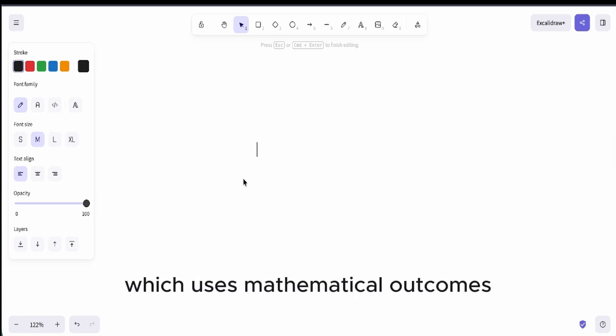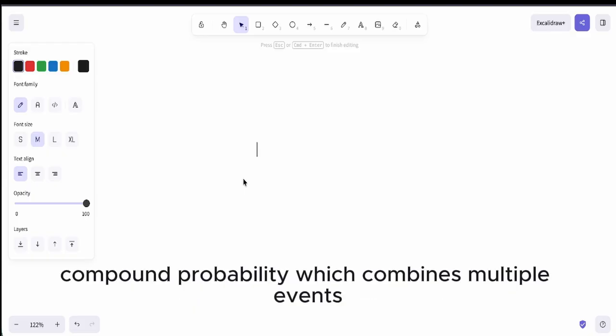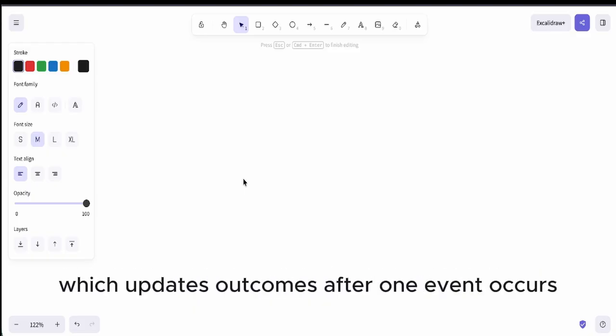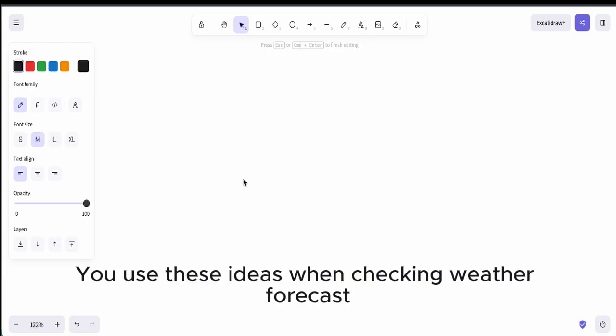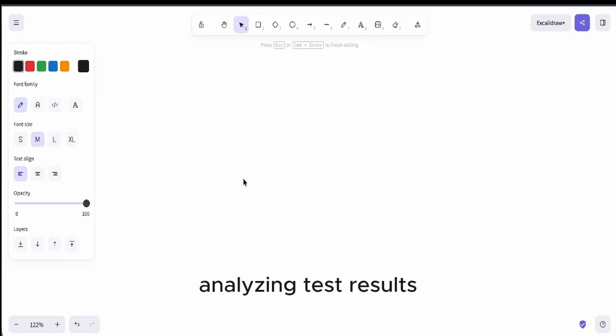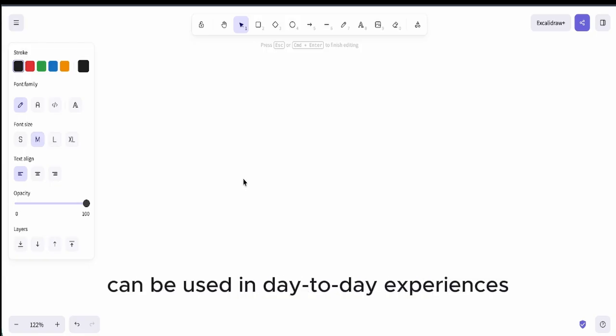Theoretical probability, which uses mathematical outcomes; compound probability, which combines multiple events; and conditional probability, which updates outcomes after one event occurs. You use these ideas when checking weather forecasts, analyzing test results, and even in predicting match outcomes, showing that probability can be used in day-to-day experiences.